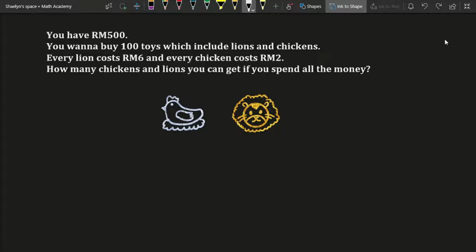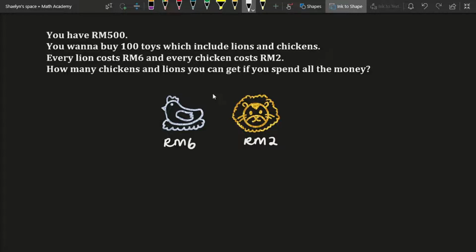Okay, so first of all, they say that you have 500 ringgit and then you want to buy 100 toys, which include lions and chickens. So every lion costs 6 ringgit and every chicken costs 2 ringgit. So at this point, I can label it like that. Okay, and then they ask you to find how many chickens and lions you can buy or you can get if you spend all the money.